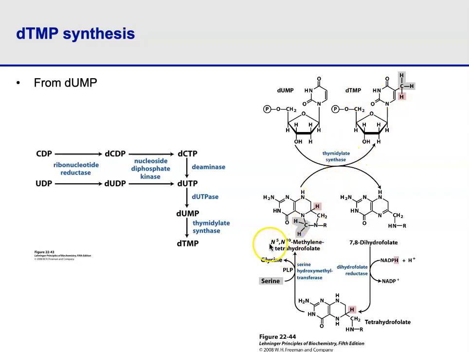Thymidylate synthase uses methylene tetrahydrofolate, which is a derivative of all the tetrahydrofolates, I guess, a derivative of folic acid. But methylene tetrahydrofolate is converted to dihydrofolate. But then dihydrofolate reductase converts it to tetrahydrofolate, which then is converted to methylene tetrahydrofolate, which is absolutely necessary for thymidylate synthase to convert dUMP into dTMP. So if something interferes with any of these enzymes, then dTMP will not be produced properly.